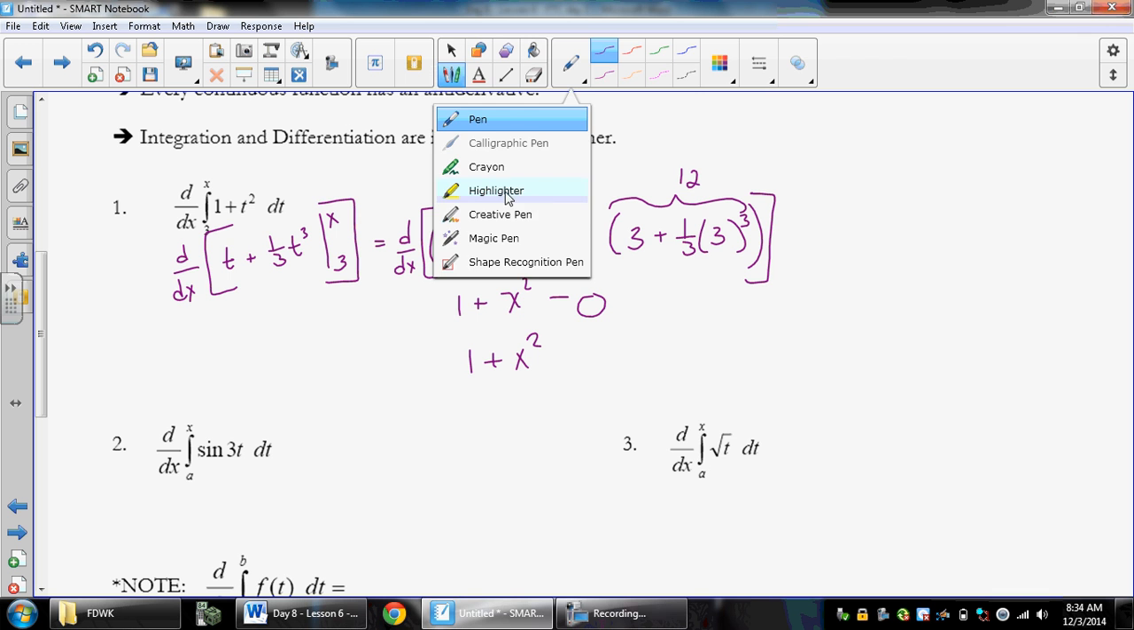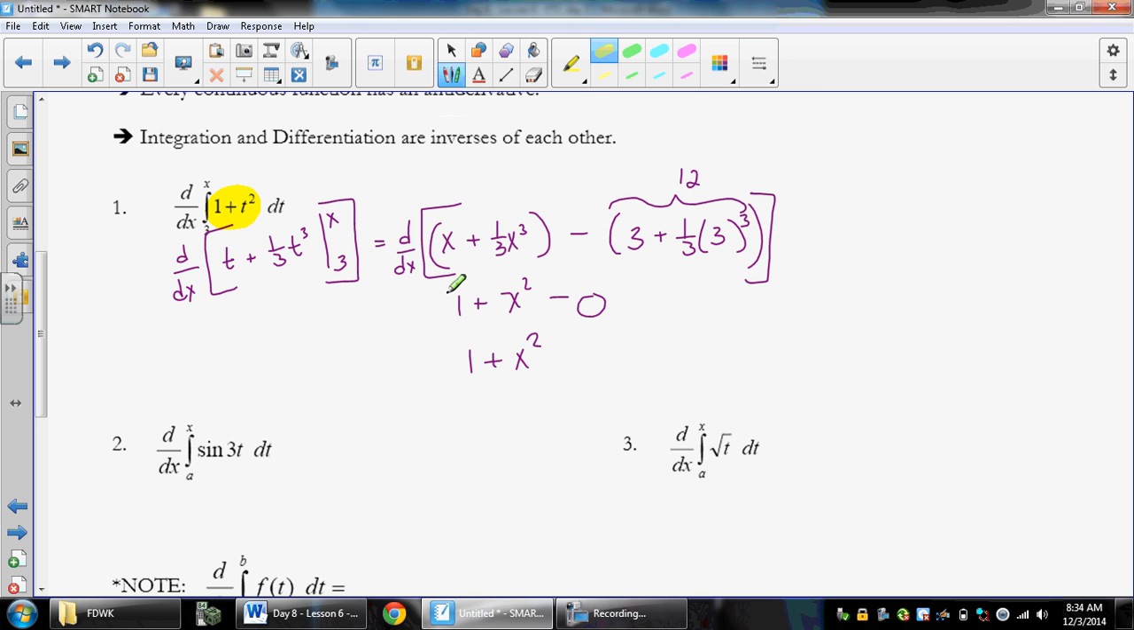Now let's look at this versus that. Well, wait, they look a lot alike. 1 plus t squared, 1 plus x squared. What really happened here? Well, what happened is that derivatives and integrals are inverses of one another. So when you take the derivative of an integral, what really happens is your derivative and your integral cancel out, and the variable up top jumps down in for the variable that you see.